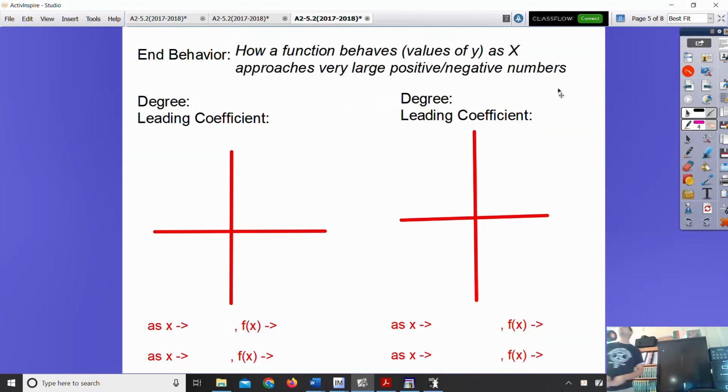End behavior is how a function behaves, that's its values of y as x approaches very large positive or negative numbers. A very large positive number is the concept of infinity. A very large negative number is the concept of negative infinity. So if you want to replace those words with positive and negative infinity, that's fine.